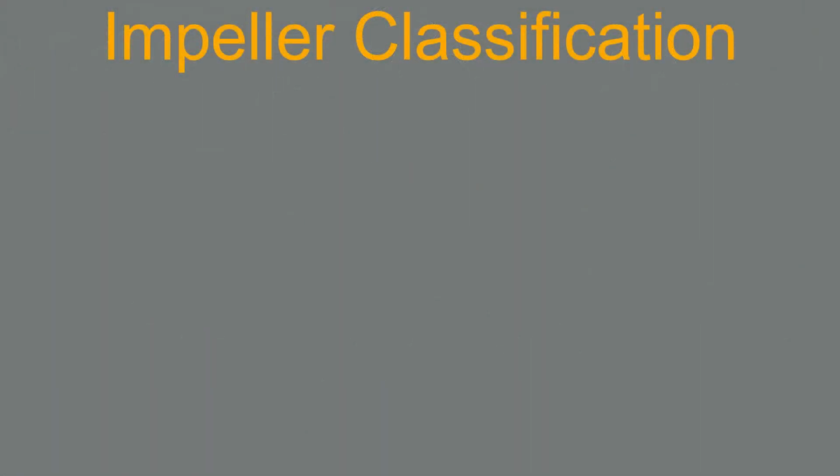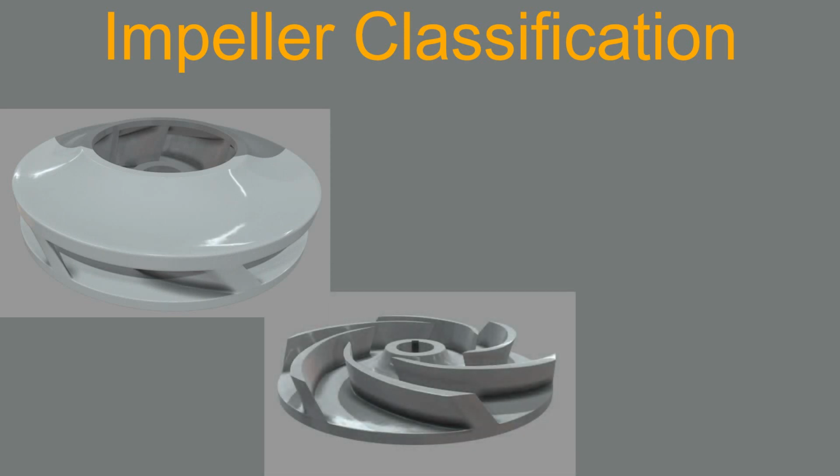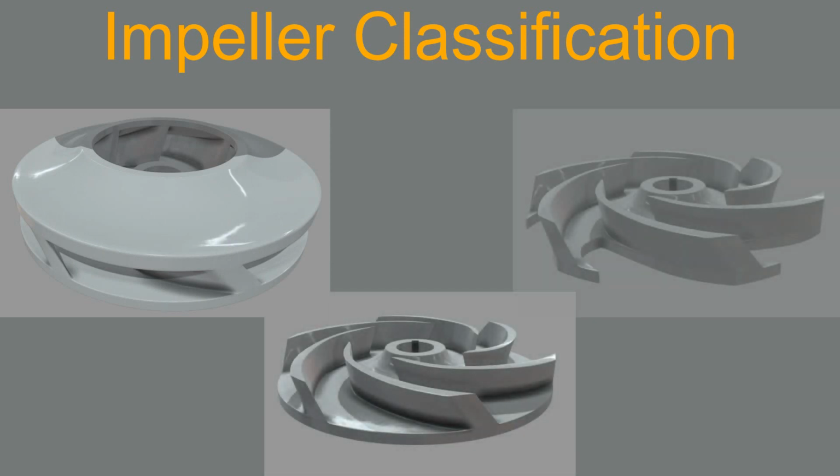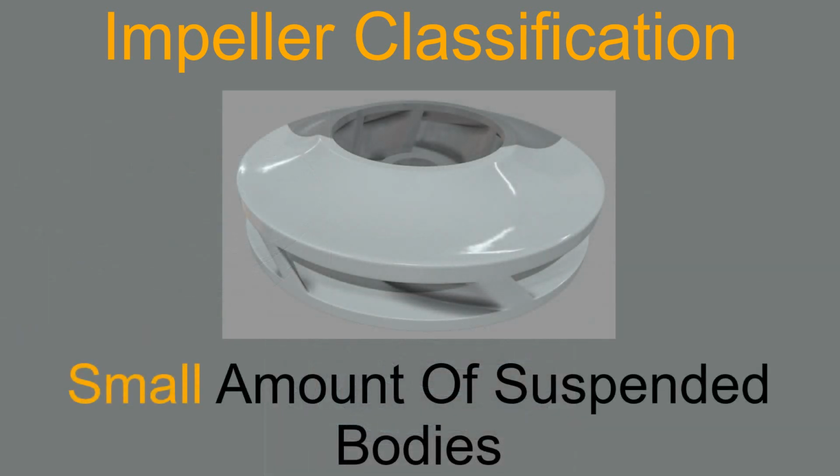Centrifugal pumps can be classified by the type of impeller they use or the flow type. Impellers can be either fully enclosed, semi-closed, or open. Enclosed type impellers are ideally suited for pumping fluids with a small amount of suspended bodies. This would include fresh water or seawater.